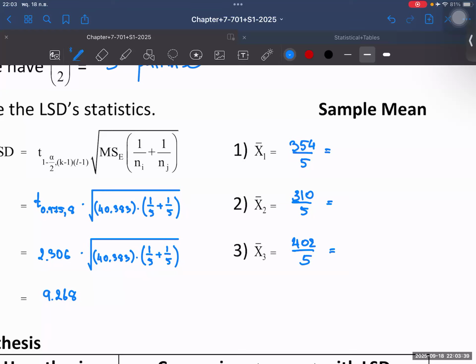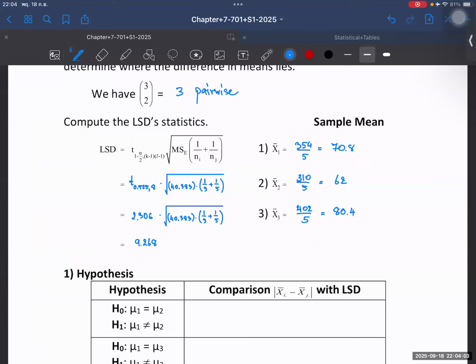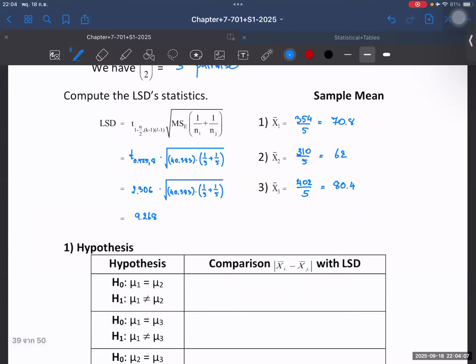So we can calculate the mean first. $62. 80.4. Okay. Now we want to compare.